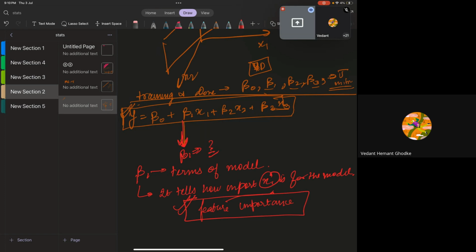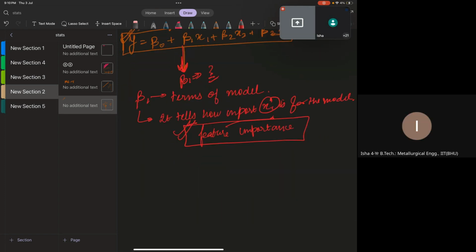Am I clear, everyone? So now how is beta 1 telling me how important it is? How is beta 1 telling me how important x1 is? Let's drill down more. I guess beta 1 shows the weight of the feature.